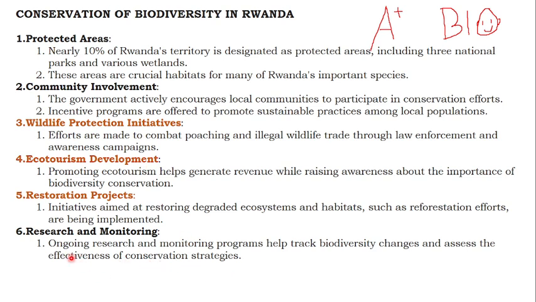So I hope the way to conserve biodiversity is not a problem. You have to plant trees. Apart from planting trees, you have to avoid poaching and avoid overexploitation. Not only that, once you know the causes of biodiversity loss, you should avoid those. Avoid habitat loss and so on and so forth.